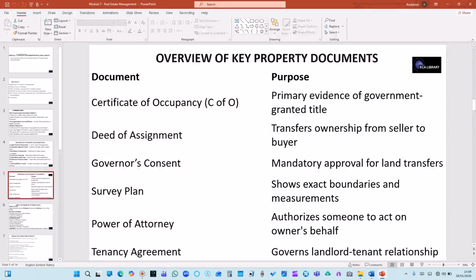Survey plan, which shows exact boundaries and measurement. Power of attorney, which authorizes someone to act on owner's behalf. Then tenancy agreement, which governs the landlord-tenant relationship. So these are some of the key property documents.